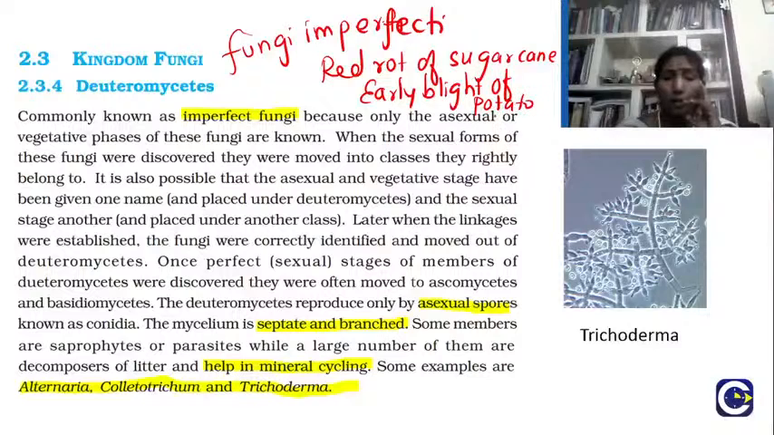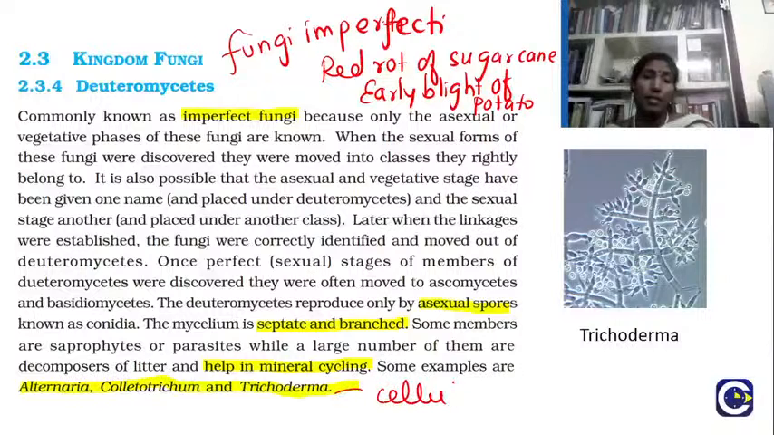Some of the examples are Alternaria, Colletotrichum, Trichoderma, which are good examples. Trichoderma is very important for making the enzyme cellulase commercially. It is commonly seen in wood and all that. Trichoderma. Okay. Wait 1 minute.